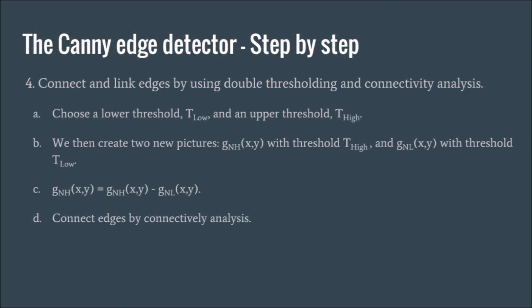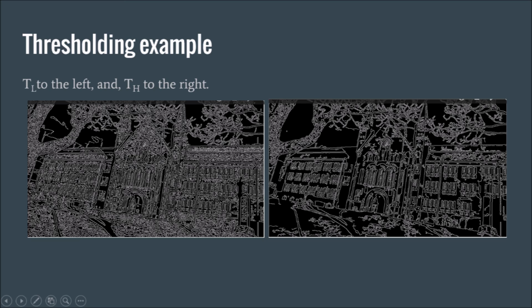The problem now is that GNH probably has gaps between the pixels because of the high threshold. This problem is solved by going through the pixels in GNH and using, for example, 8 connectivity, and marking all the pixels in GNL that are connected as valid. In the end, set all the pixels in GNL that were not marked as valid to 0. Here's an example of thresholding: TL to the left and TH to the right.